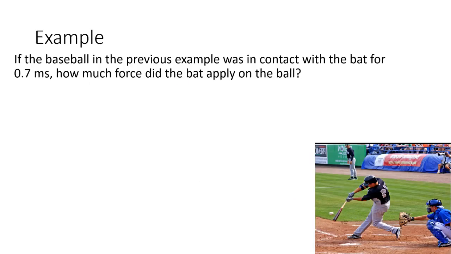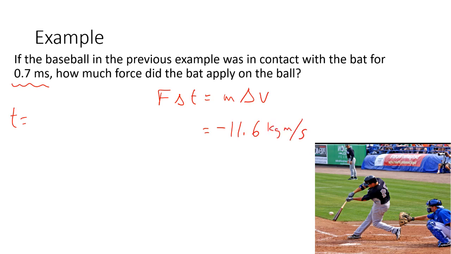Okay, so in our next example, if we look at the baseball in the previous example and we look at the bat and ball being in contact for 0.7 milliseconds, how much force did the bat apply on the ball? So first of all, we are going to apply impulse is equal to change in momentum. We already know what that change in momentum is going to be. We solved that before. That's going to be 11.6 kilogram meters per second. The amount of time here is given as 0.7 milliseconds.